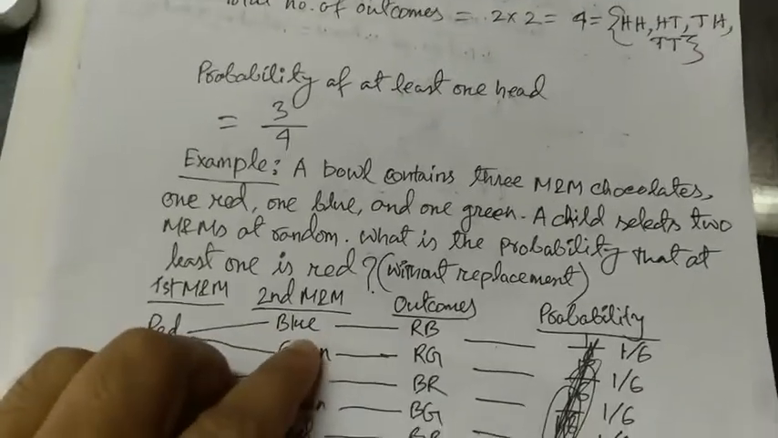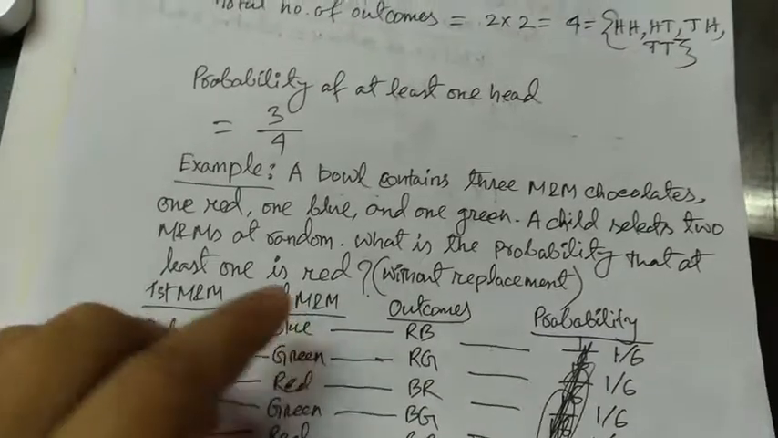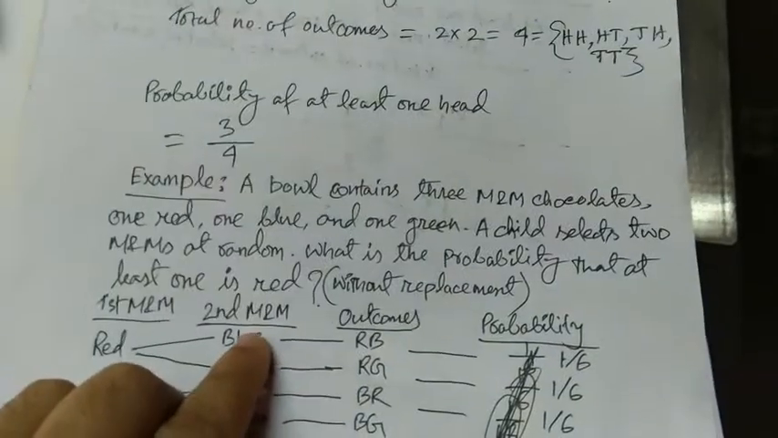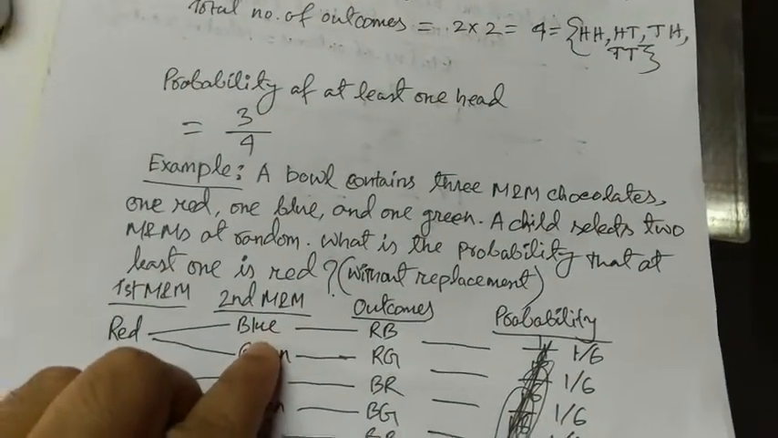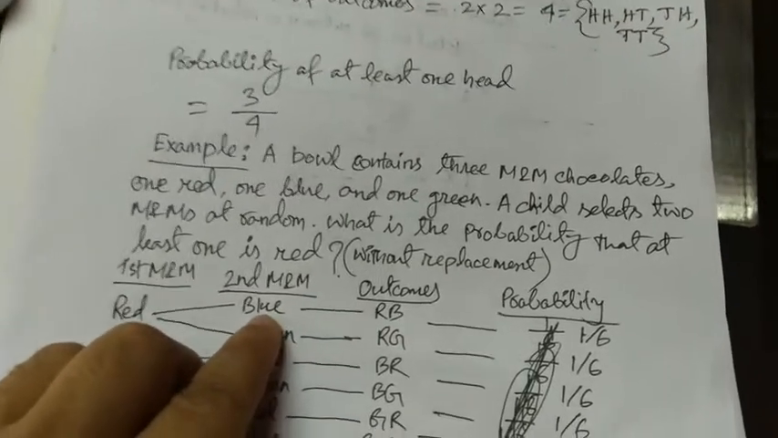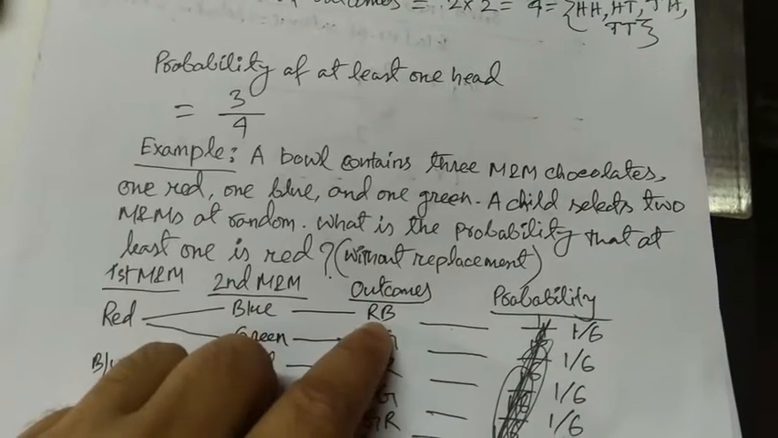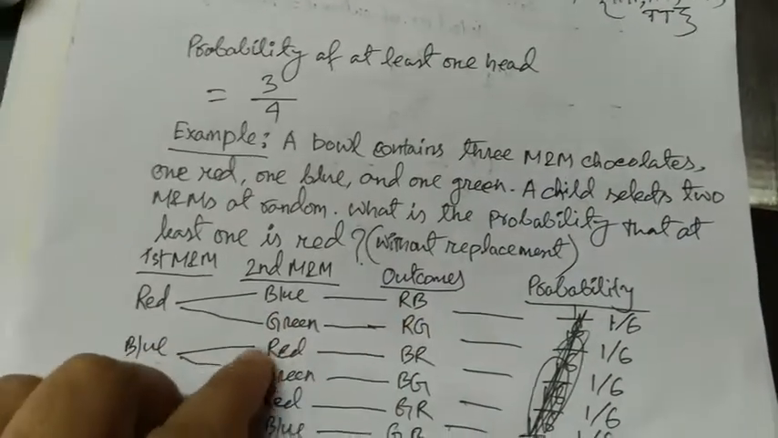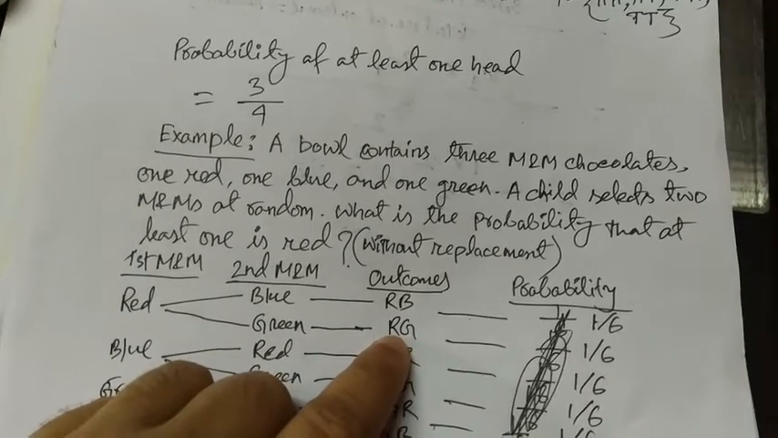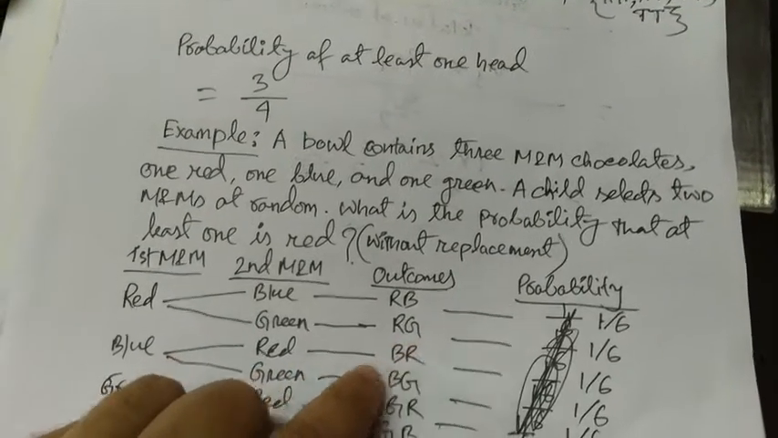That means the bowl has only blue chocolate and green chocolate. So in the second time, since you know that the child will select 2 chocolates, for the second chocolate he has only blue or green. That means he may get blue or green. So if he chooses blue, the outcome is RB, R for red and B for blue. If he chooses green, the outcome is RG, that means the first chocolate is red and the second chocolate is green.